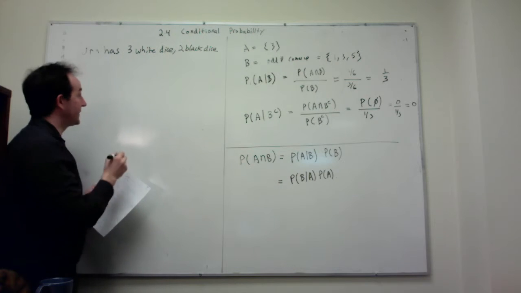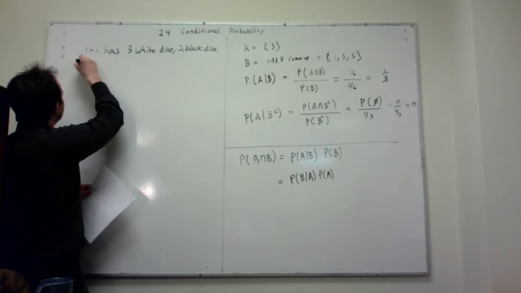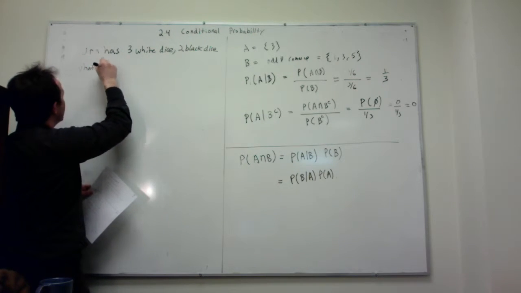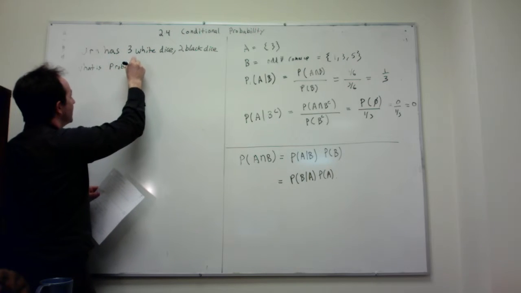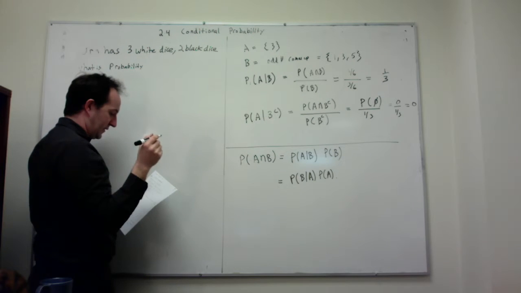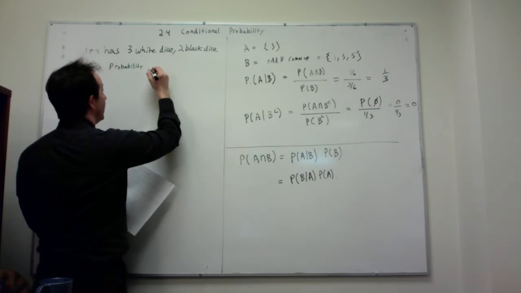And the question I'm going to ask here is, what's the probability of choosing first a black die and then a white die?